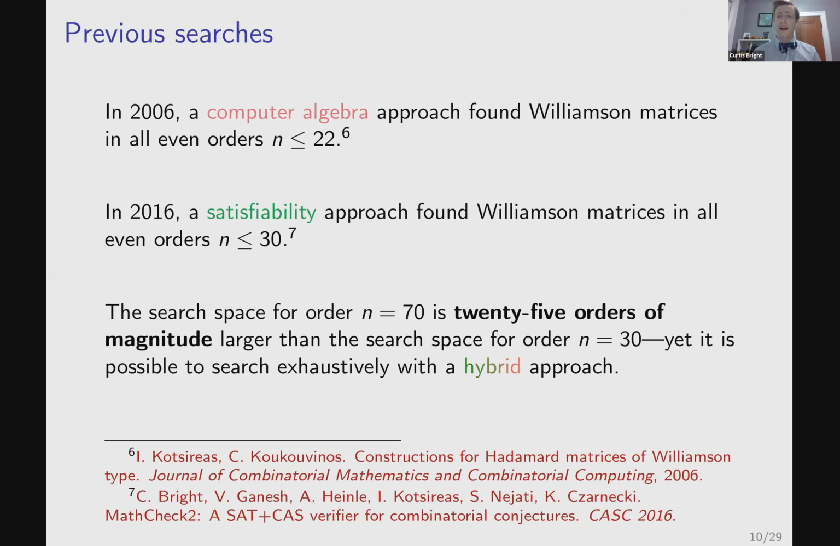This is an astronomical improvement, because remember, the search space for Williamson matrices is growing exponentially. Even increasing the order by 1 or 2 is significantly increasing the search space. So going from order 30 to order 70 represents an increase in the search space of 25 orders of magnitude. So it is just astronomically larger. If you had told me when I started working on this project that we would search order 70, I would have said, you're crazy. This is totally infeasible. It's just too large. And yet we did this search exhaustively. And so my goal for the rest of the talk is to give you an intuition of how this could even be feasible, to run such a large search.